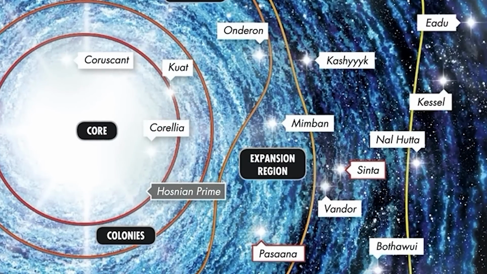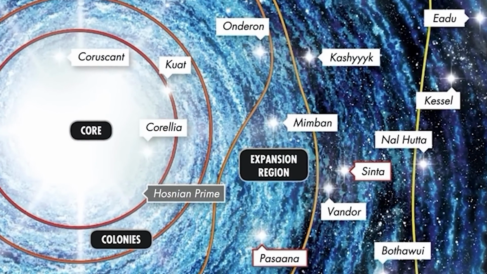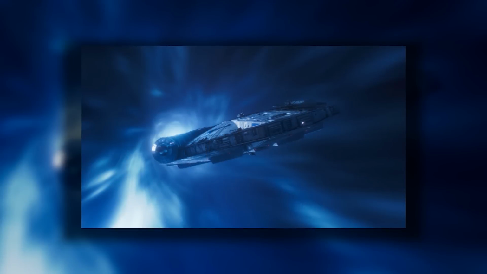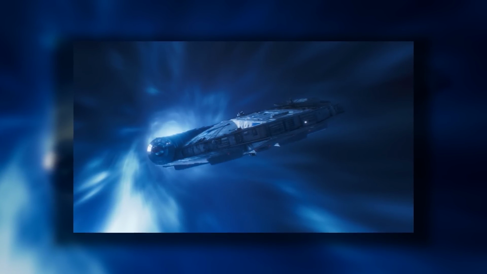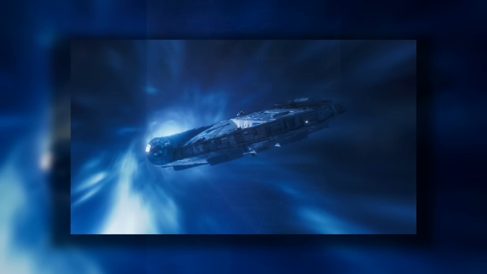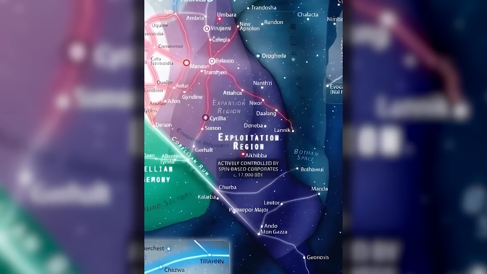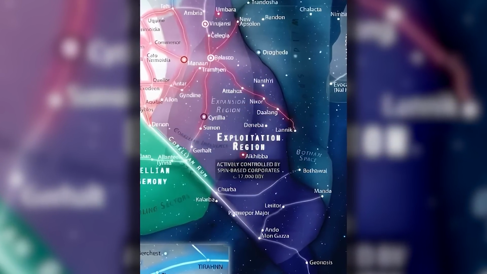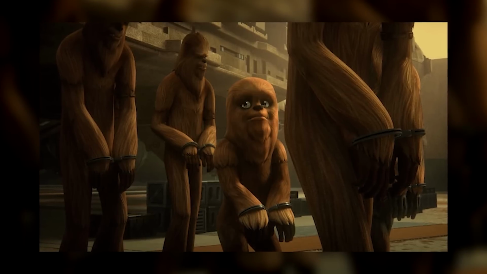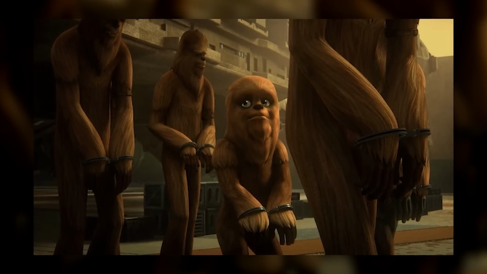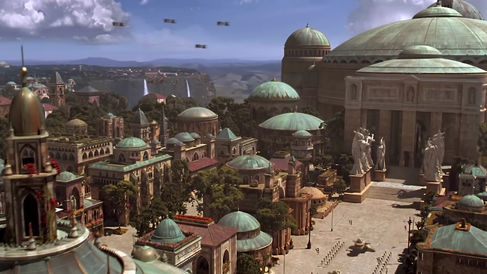Past the inner rim was the expansion region, most of which was located in the Slice. This region had few hyperspace routes, as large swaths of it had been completely stripped of life and resources long ago. A part of this region, known as the exploitation region, was especially desolate, visible on most maps as empty space through which no notable hyperspace lanes ran. The rest of the expansion region, with the exception of the systems near the Corellian run, was generally poor and forgotten. The mid-rim portion of the Slice was more lively.